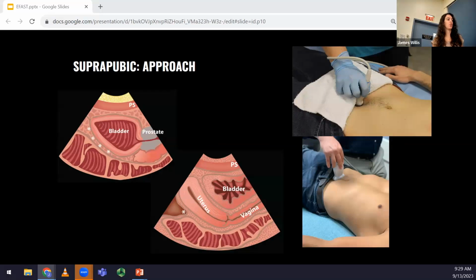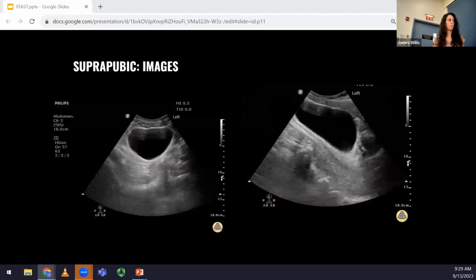The schematic here is showing the sagittal view, so probe marker to patient head. You're looking in that area posterior to the bladder. And then in patients who have a uterus, you're looking in that pouch of Douglas, which is going to be posterior to the uterus. Keeping in mind that free fluid, if you're seeing it, in any of these areas, but these are kind of the most gravity-dependent areas.